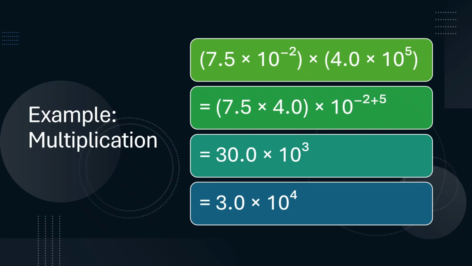So 7.5 times 4.0 is equal to 30, or 30.0 times 10 to the positive 3. Now take note that this is not the standard format. We're going to change the position of the decimal point here, moving one place to the left. So that becomes 3.0 times 10 to the 4. It is 4 because we moved the decimal point once to the left.